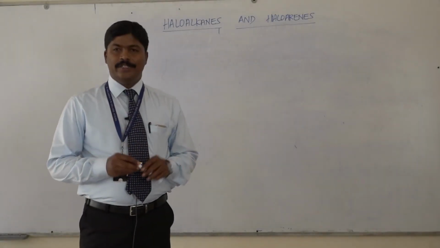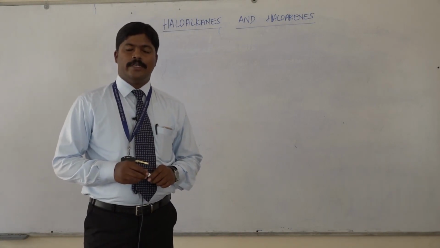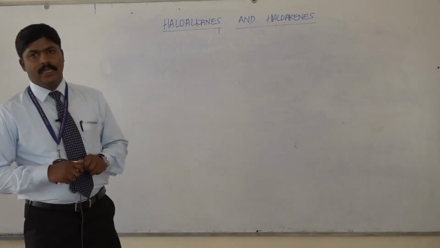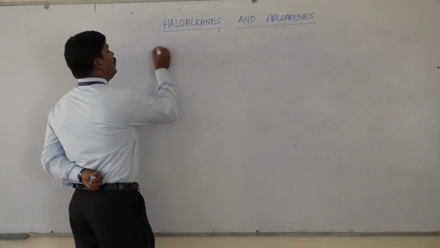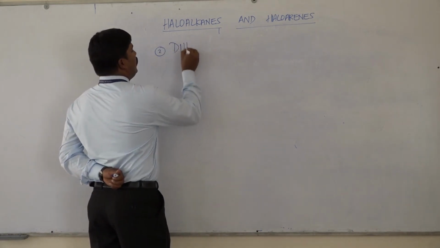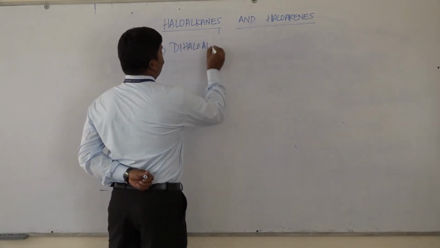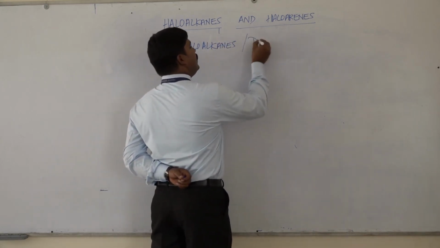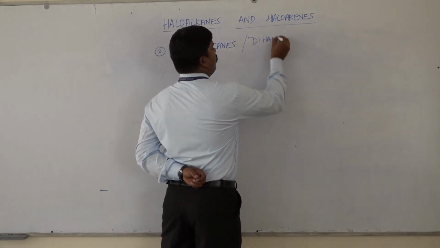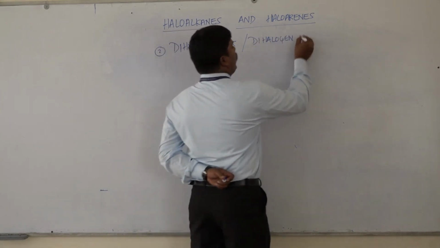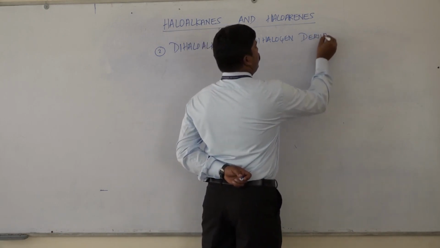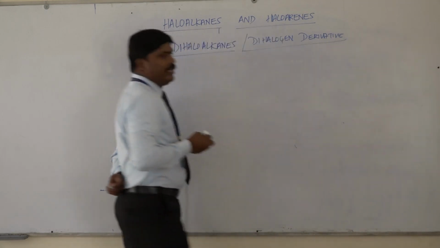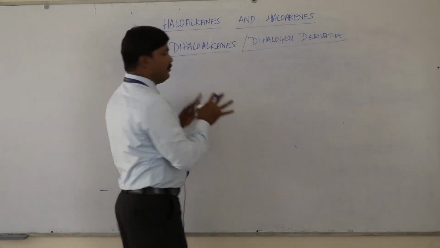So the haloalkanes definition: monohaloalkanes replace only one hydrogen atom, and now we are moving towards dihaloalkanes. Dihaloalkanes, or we also call them dihalogen derivatives. The molecule can have two replacements.